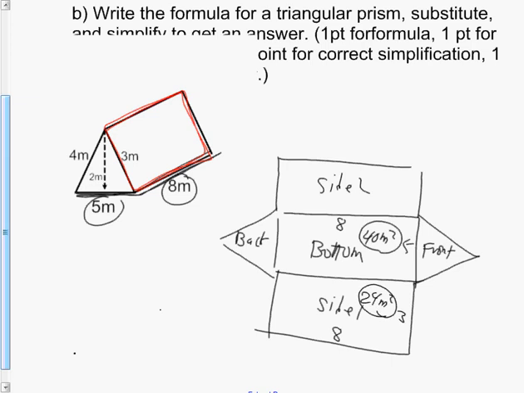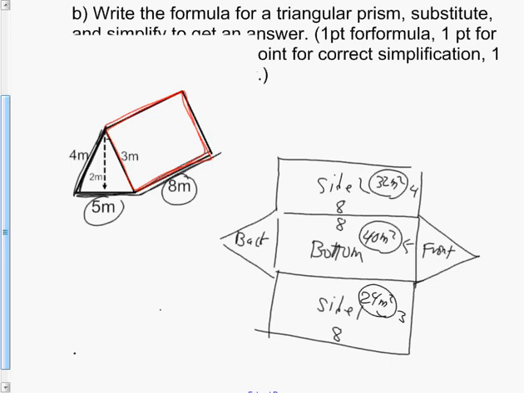And then the back one that we can't see is over here. It's a 4 by 8, so I'm going to put an 8 here and a 4 here. And it has an area of 32 meters squared. So our 3 rectangles, it's hard to see when it's in the 3D shape, but it's easier to see it when we break it down into a net.